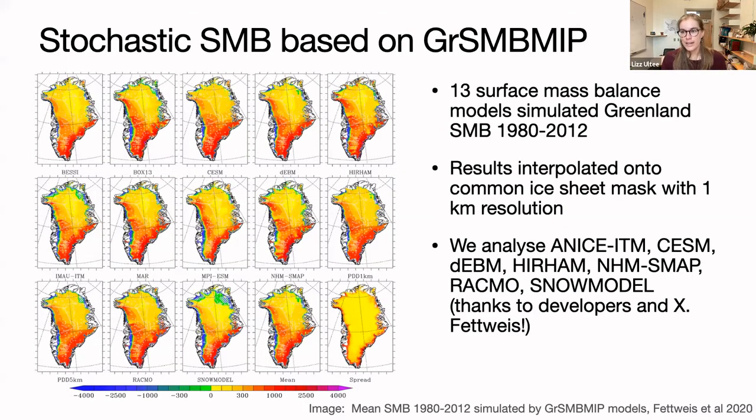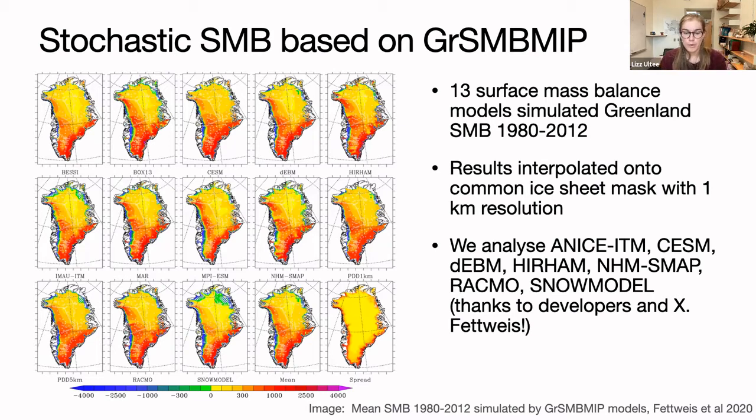So here I'll focus on decadal scale and the data that is available from the Greenland Surface Mass Balance Model Intercomparison project. So here, Greenland SMB MIP was a project for 13 surface mass balance models to simulate Greenland surface mass balance from 1980 to 2012. They interpolated their results onto a common ice sheet mask with 1 kilometer resolution. And from these 13 models, we're able to take the output and analyze 7 of them: ANICE ITM, CESM, DEBM, HIRAM, NHM SMAP, RACMO, and SNOW models. So thanks very much to those developers who allowed us to use their data, and to Xavier Fettweis, who provided it.